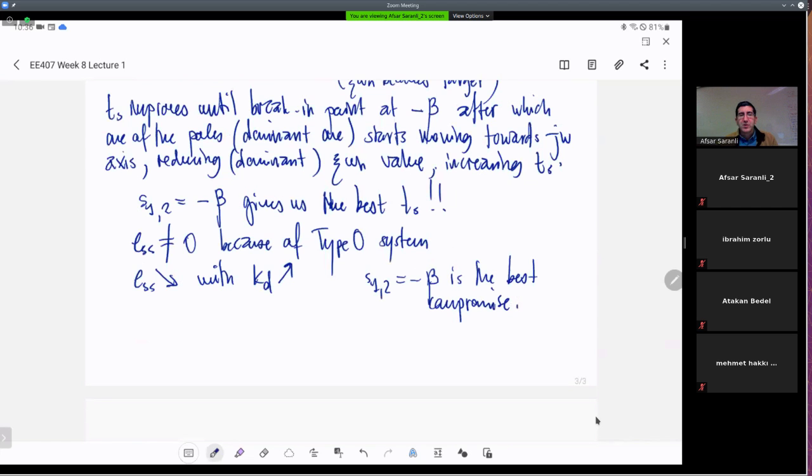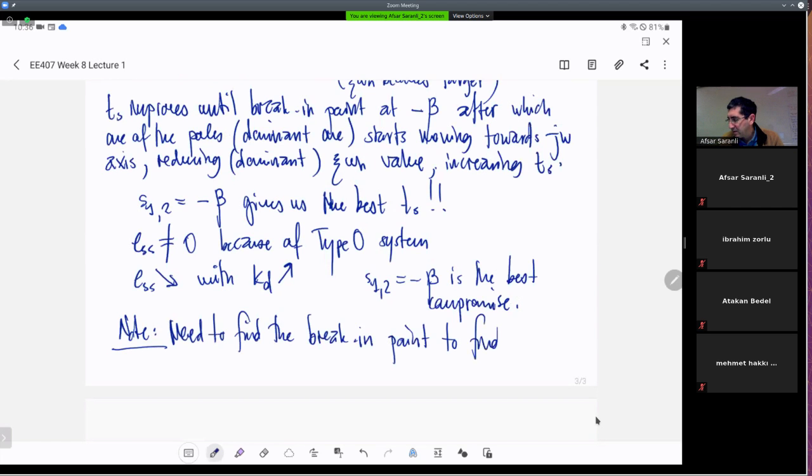Obviously, in order to find the corresponding gain, you need to find the break-in point. Note, you need to find the break-in point to find the corresponding KD value, which I will not do.